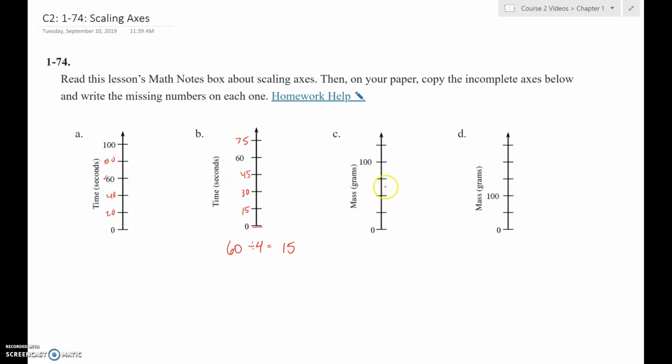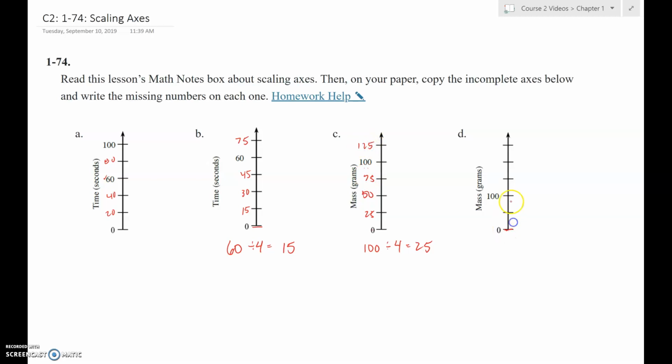Here, I go from 0 to 100 in 1, 2, 3, 4 intervals, and the difference from 0 to 100 is 100, divided between 4 intervals, 25 per interval. So 25, 50, 75, 100, 125.